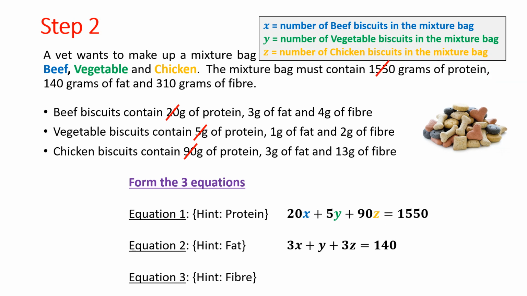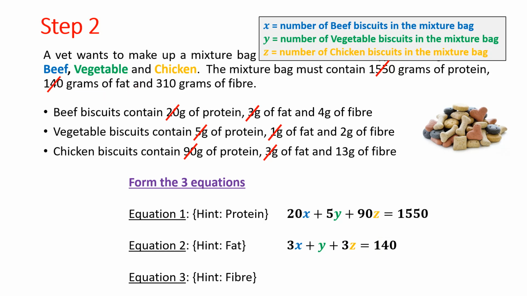Right, here is equation 2. Let's go through. Notice I cross these numbers off as I go, because as I cross them off, I don't need to use the numbers again in another equation. So let's get into equation 2. 3 grams of fat for beef, so 3 times X. 1 gram of fat for vegetables, so 1 times Y, though most people just put Y. I personally prefer to put 1 times Y, but most people just like to put Y. And 3 grams of fat for chicken, so 3 times Z. And that's all equal to 140, because there's 140 grams of fat altogether.